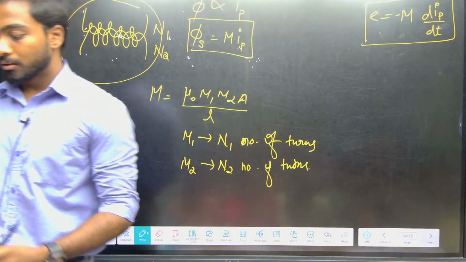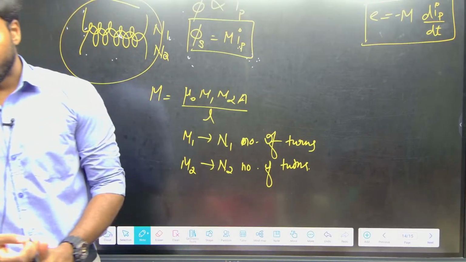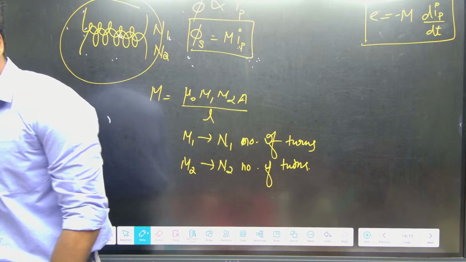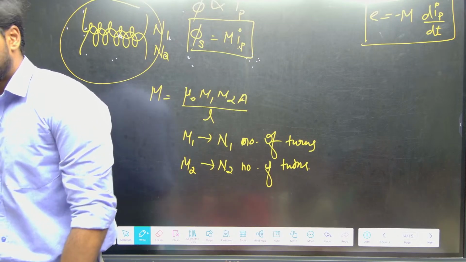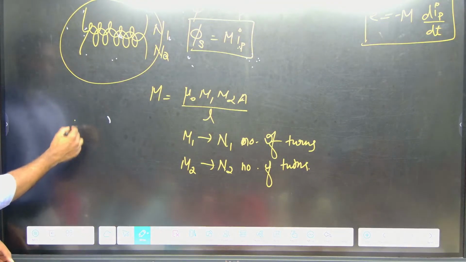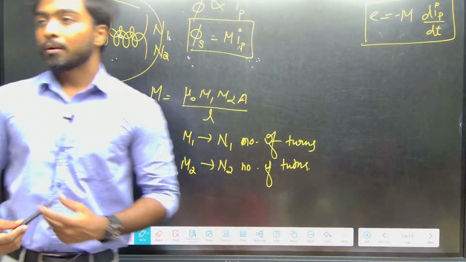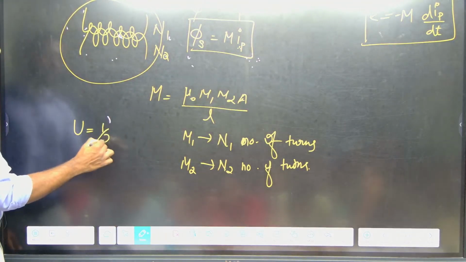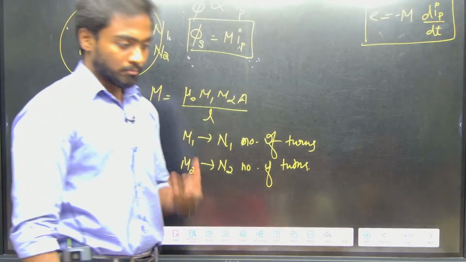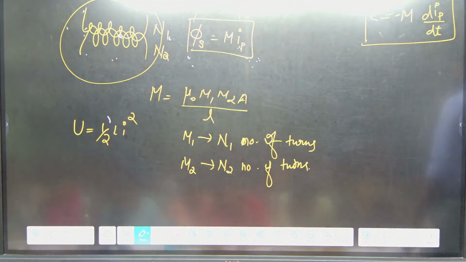Write down the next topic. Energy stored in inductor. U is equals to 1 by 2 L i square.